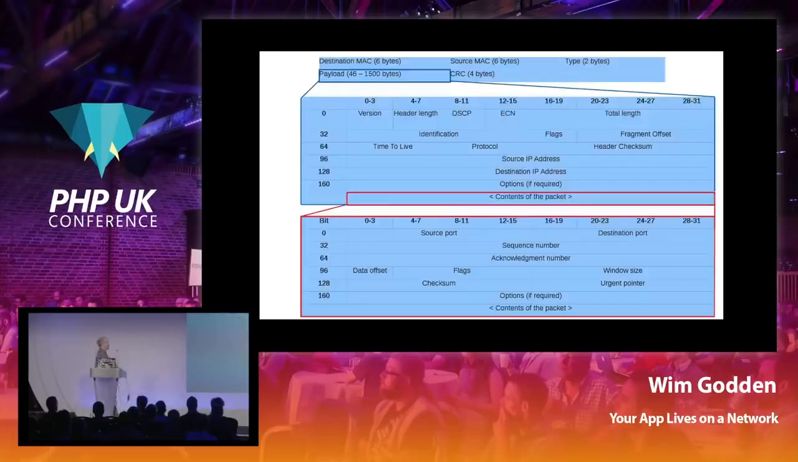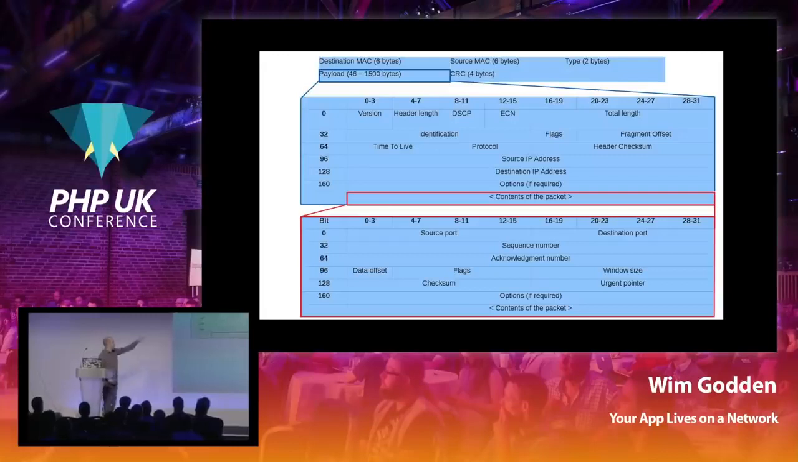So it basically looks a bit like this. This is an Ethernet packet which has a destination MAC address, which I'll get to in a minute, and a source address and a type, which in our case is usually IP, the type. And then it has a payload. And that payload is basically another packet, in this case an IP packet, which has a lot of headers, as you can see.